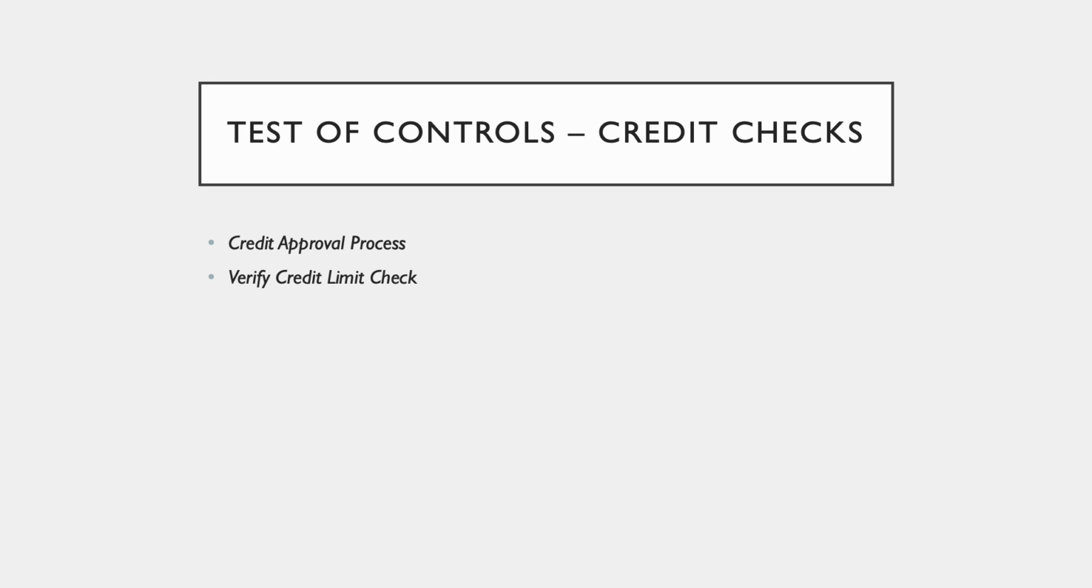Credit checks ensure that customers don't exceed their approved limits, protecting the company from potential losses. To test this, I would select a sample of credit sales and verify that credit checks were performed before the sale was approved. If the process is automated, I would review system logs or settings to confirm that the credit checks are programmed correctly.